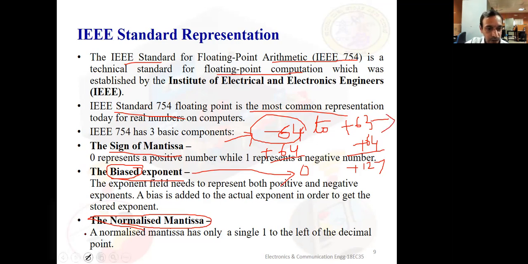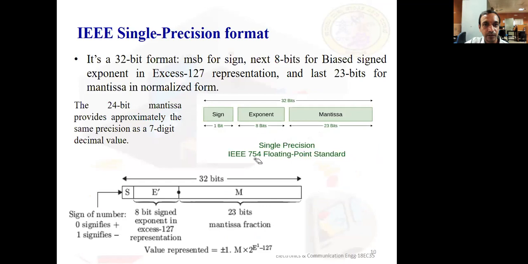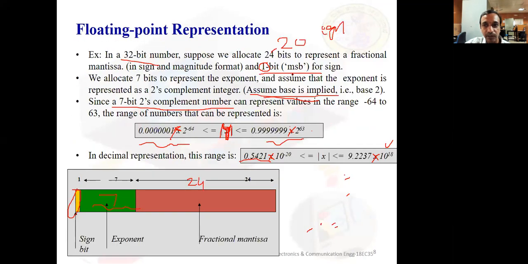This is how the IEEE format looks. In IEEE, we have two formats, single precision and double precision. Single precision is a 32-bit format: the MSB for sign, 8 bits for the biased exponent, and 23 bits for the mantissa. Earlier, I gave a simple example of 24 bits. This is just an example, it is not a standard.